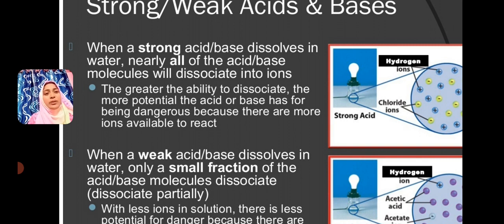You can see here that when a strong acid or base is dissolved in water, nearly all of the acid or base molecules dissociate into ions. You can see here the hydrogen ion and chlorine ion, the plus and minus ions. The greater the ability to dissociate, the more potentially dangerous the acid or base is, because more ions are available to react. For this reason it is very corrosive in nature. The more it dissociates, the stronger it gets.